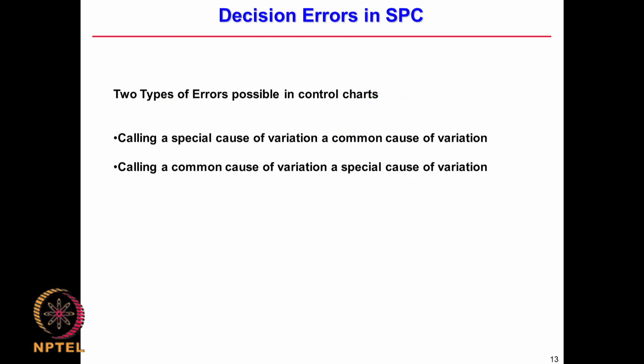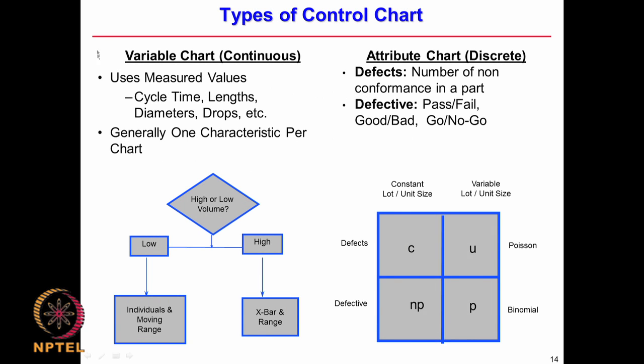So what are the different types of charts? Of course you remember the alpha and beta error, 2 types of errors possible in control charts: calling a common cause, that is a random variation, a special cause variation, and calling a special cause variation a common cause. Both are possible. So you have the variable chart and you have the attribute chart.